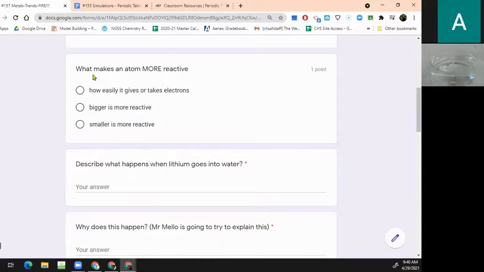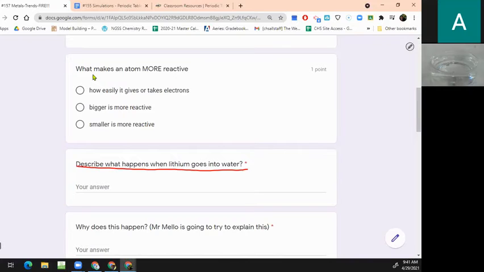Reactivity in atoms is all about moving around electrons. So not necessarily bigger or smaller, but if something very easily gives away its electrons, then when it comes near something that might want electrons, it'll give them away and you'll have a chemical reaction. If something is grabbing electrons, when it gets near things that have electrons, it's going to pull electrons away and you will get chemical reactions. If you're not sure what that means, I'm going to try and show you when I put some lithium into water.